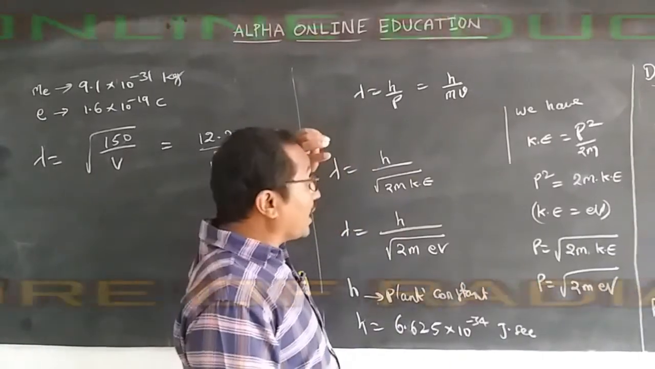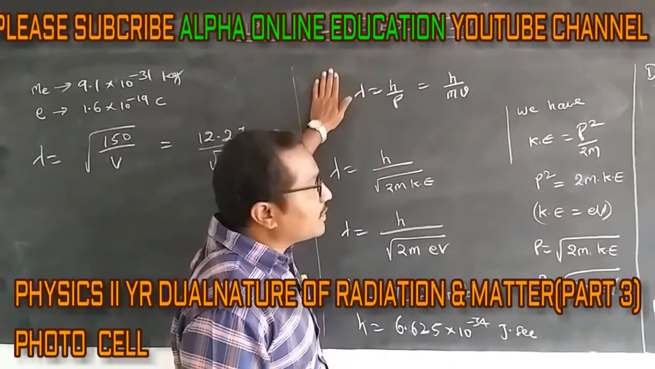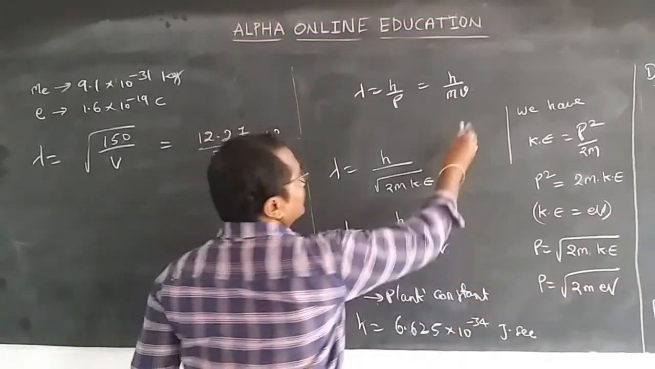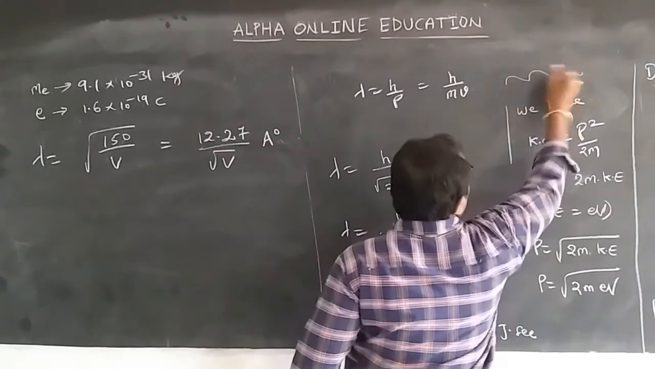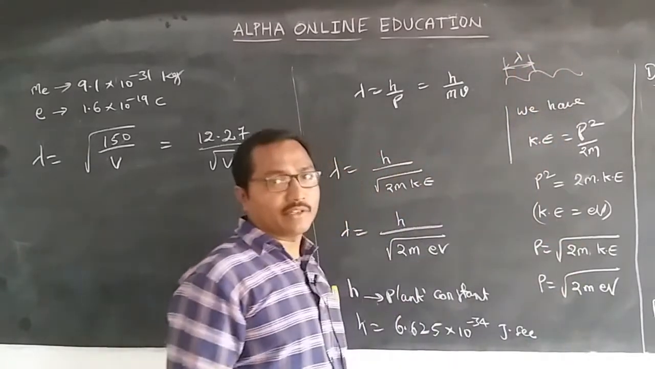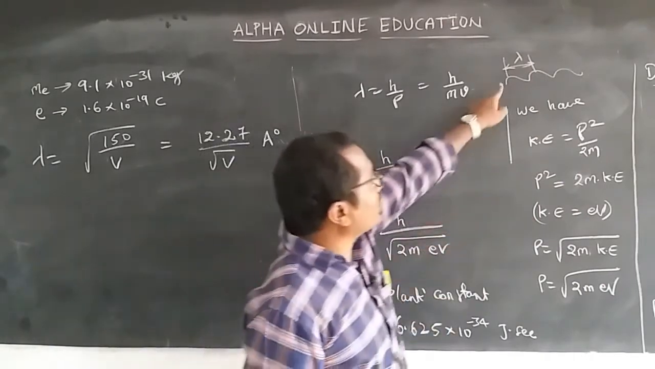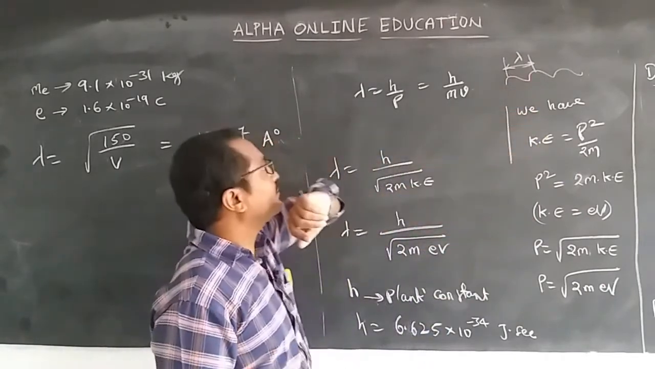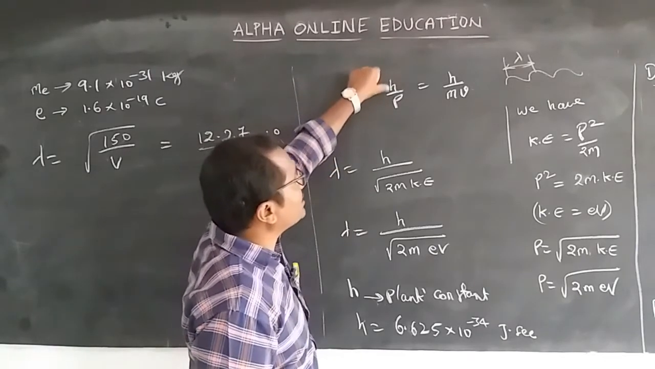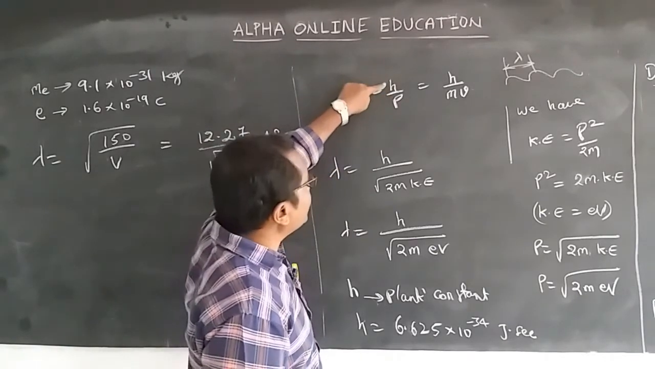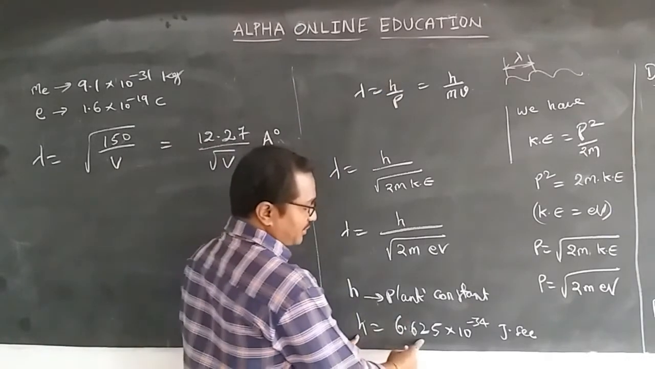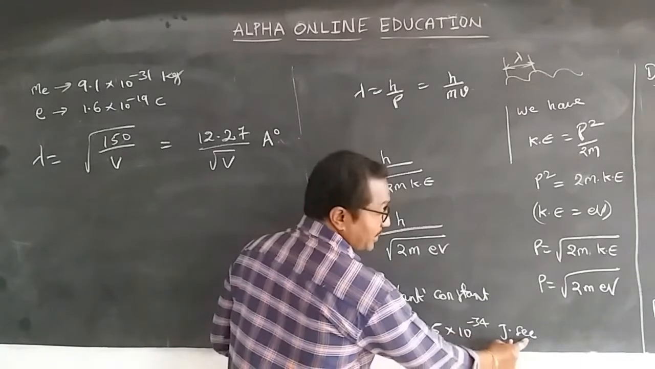Now here we have one equation for the de Broglie wavelength. This radiation is moving like this. So from here to here, it is treated as one wavelength, that is called lambda. For this wavelength, de Broglie has given one equation: lambda is equal to h divided by p. h is known as the Planck's constant, that is h is equal to 6.625 into 10 to the power of minus 34 joule seconds.